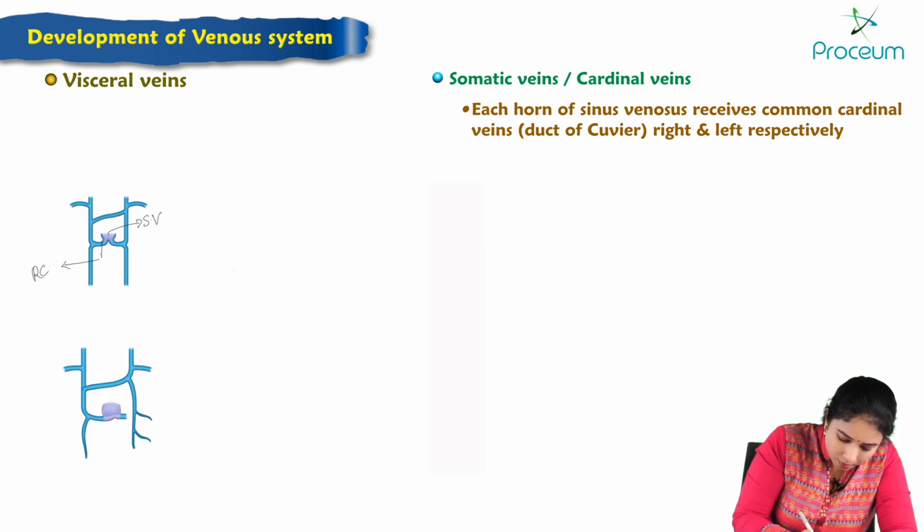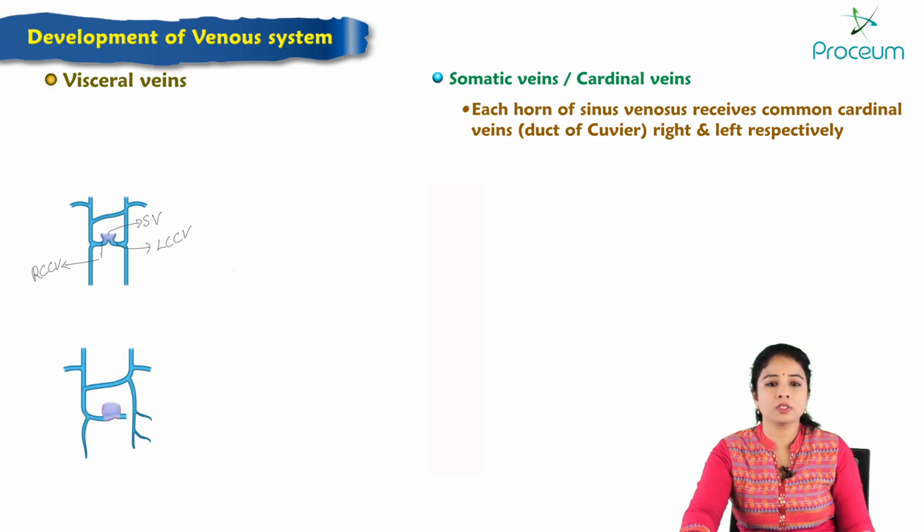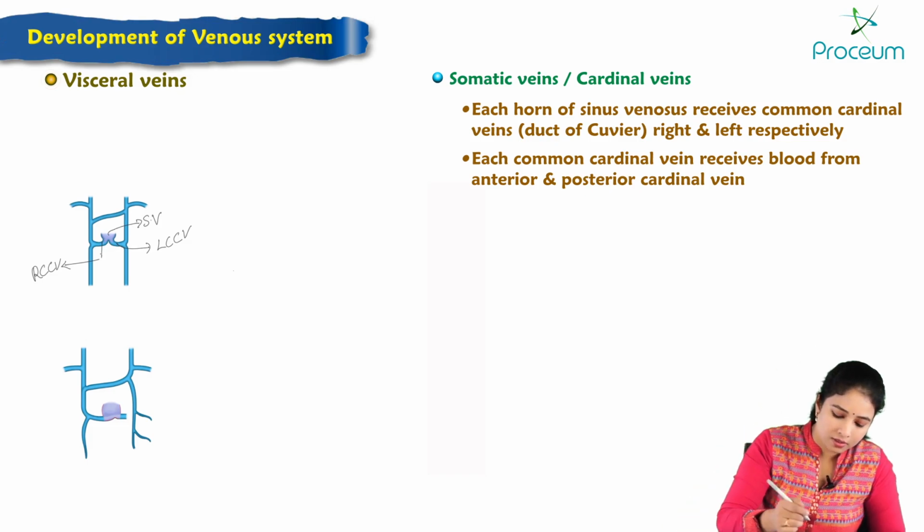This is the right common cardinal vein. This one is the left common cardinal vein, which opens into each horn of sinus venosus. And each common cardinal vein receives blood from the anterior and posterior cardinal veins.